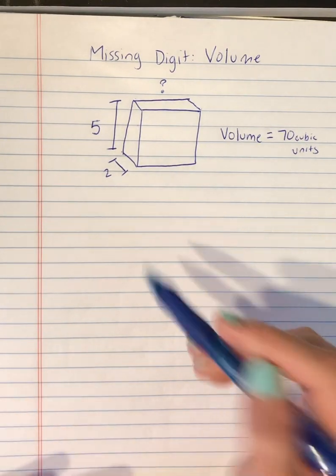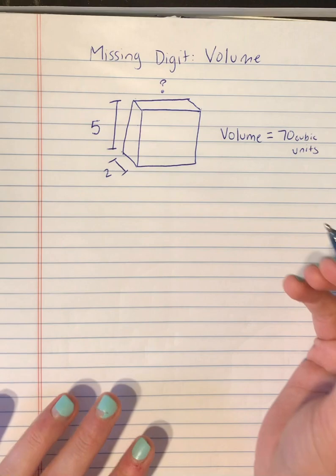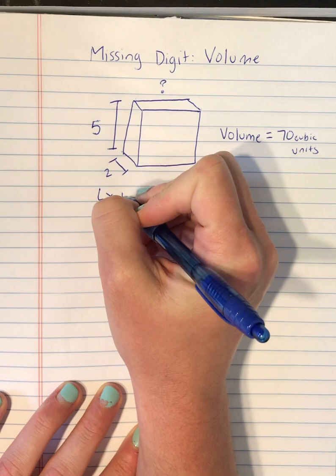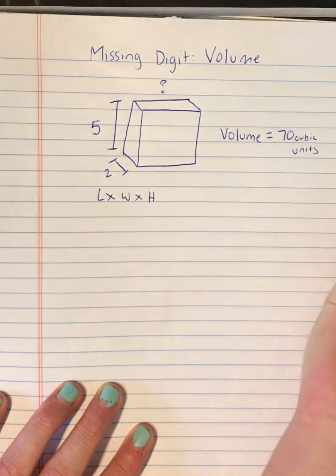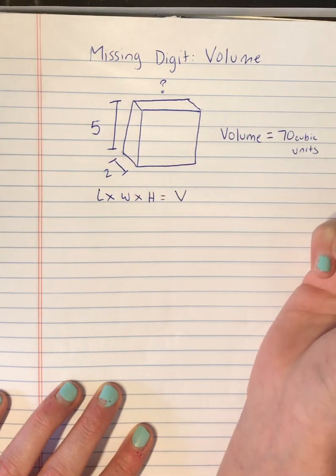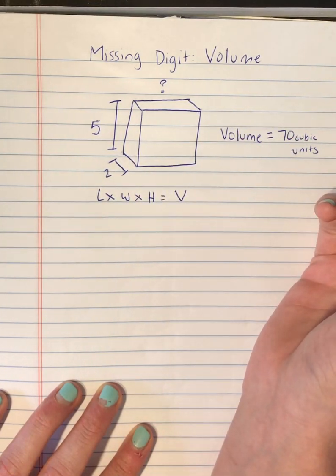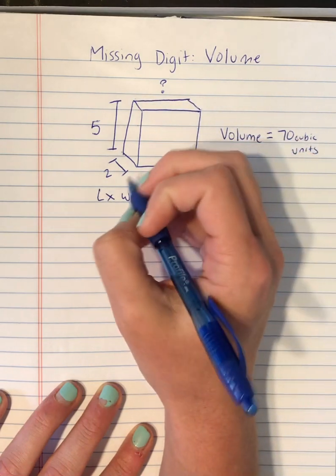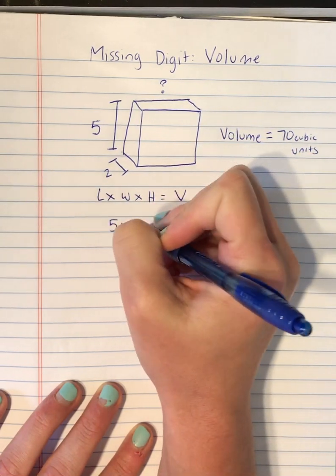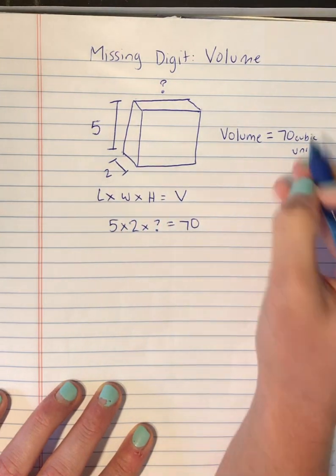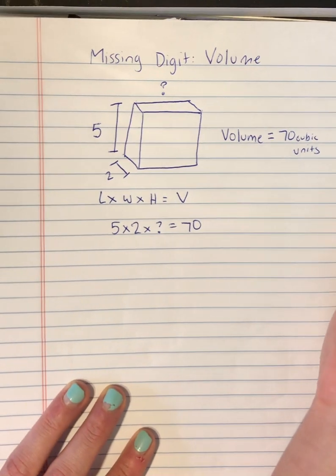In this case, it's not multiple choice or anything. So I'm just going to use what I know in my problem. So I know volume is length times width times height. Okay, and I know in this particular problem, I have the height, the width, so I'm missing this length right here. So I know I have 5 times 2 times something is going to get me 70 cubic units because it tells me my volume over here.